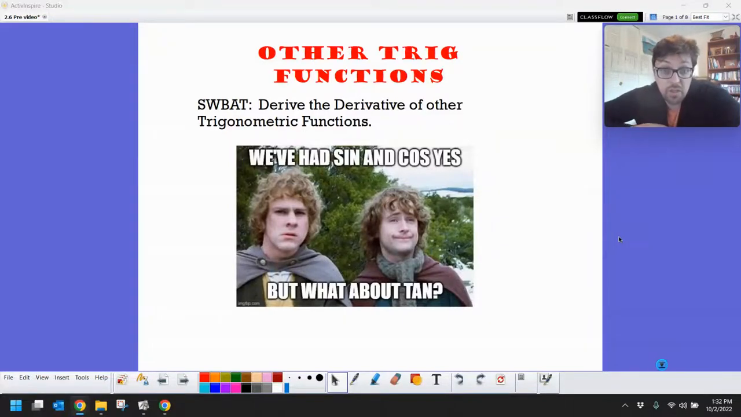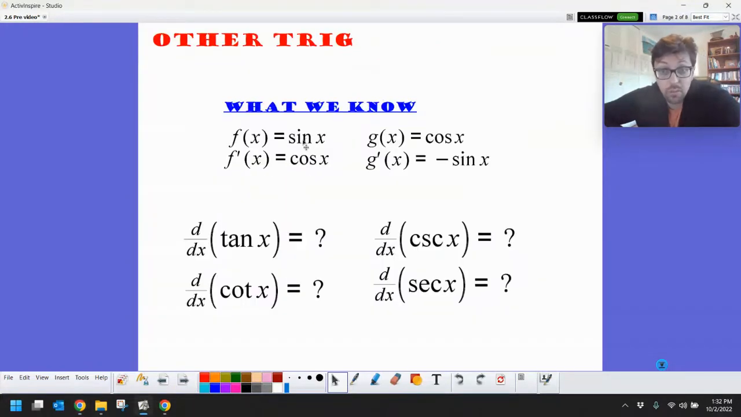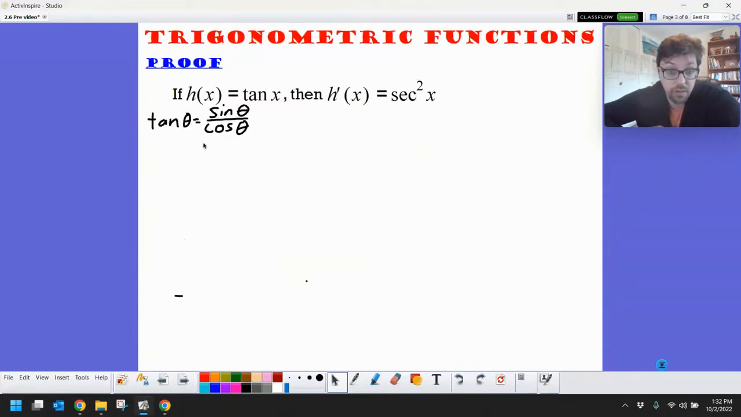Hello, in this video we're going to be talking about the other trig functions. So at this point we know what the derivative of sine is and what the derivative of cosine is, but we haven't talked about the other four trig functions, and it would be good to know what's going on with them. And we're going to do a little bit of a proof to figure that out.